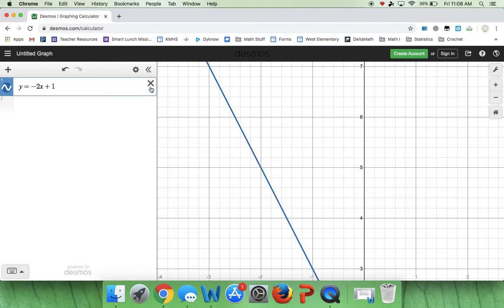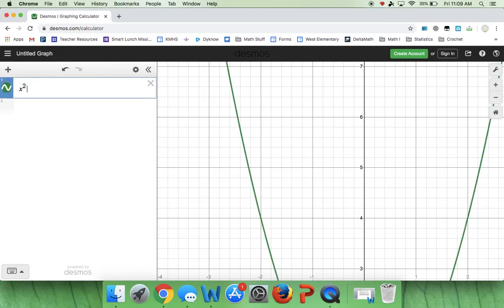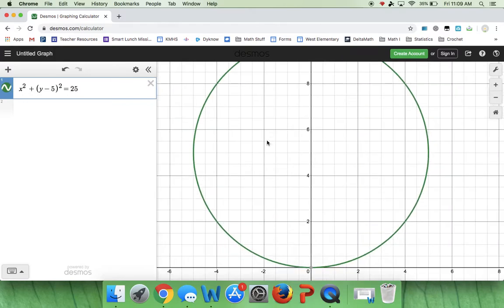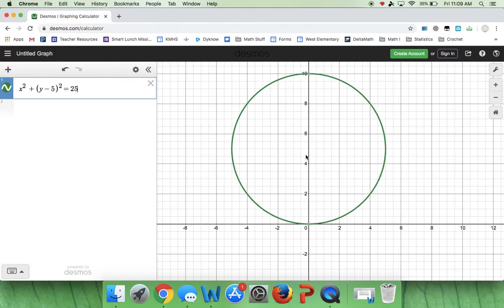Okay, let me show you another example. Say you have something crazy like a circle. So x squared plus y minus 5, oops, type in the right stuff here, equals 25. If I zoom out, I can see that my circle is centered at 0, 5, right here where my arrow is pointing, and it's got a radius of 5, because you take the square root of this 25 and that gives you your radius. So there is a circle.